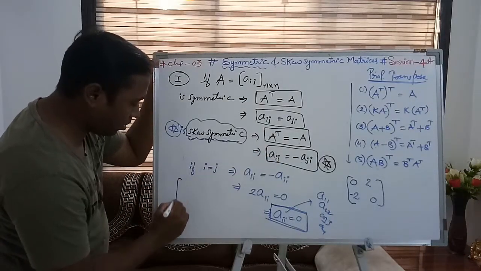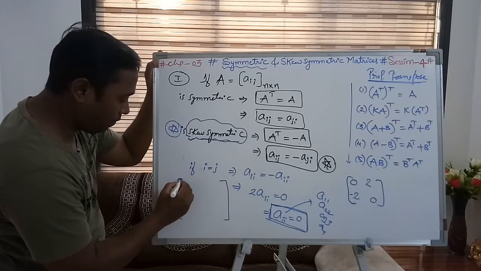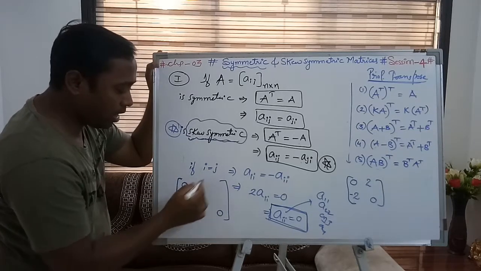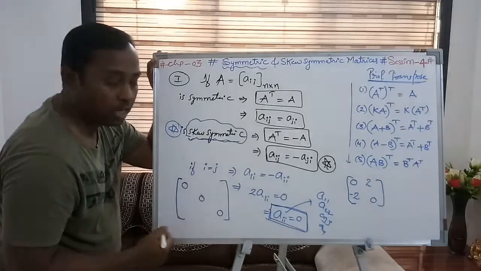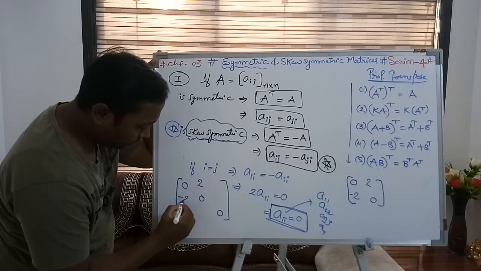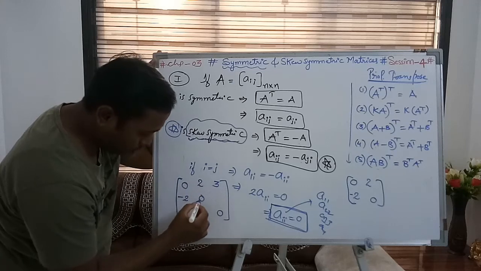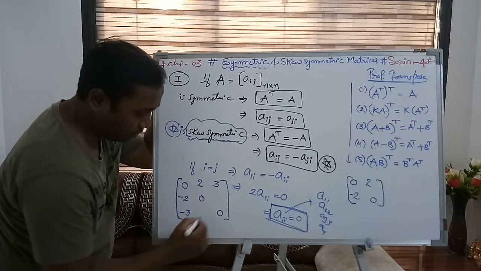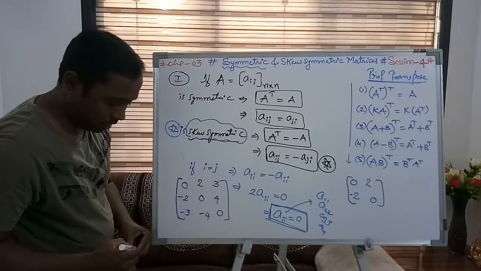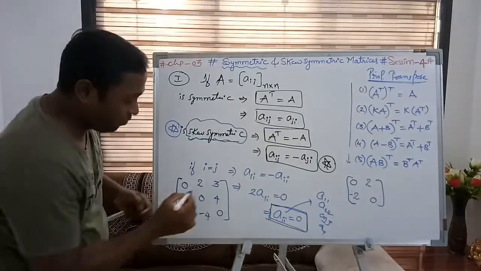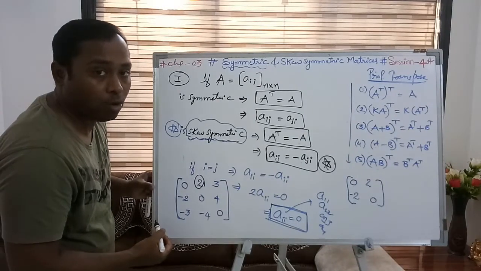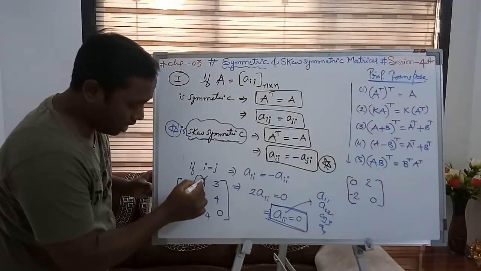You may also give some suitable example here. If I want to write a 3x3 skew symmetric matrix, I follow the same approach. First, I will keep all diagonal elements of the matrix as 0. Then I write the other elements. If I keep 2 here, the diagonally opposite element is minus 2. If I keep 3 here, the opposite element will be minus 3. If I keep 4 here, the opposite is minus 4. You can see, this is the A12 element, so A21 is its opposite element.